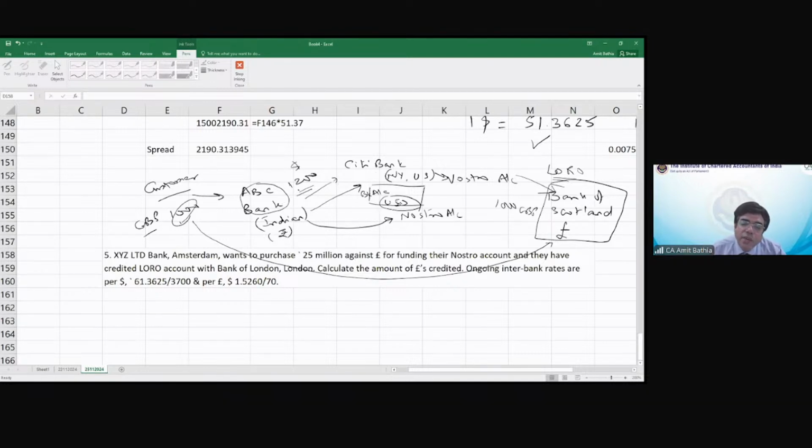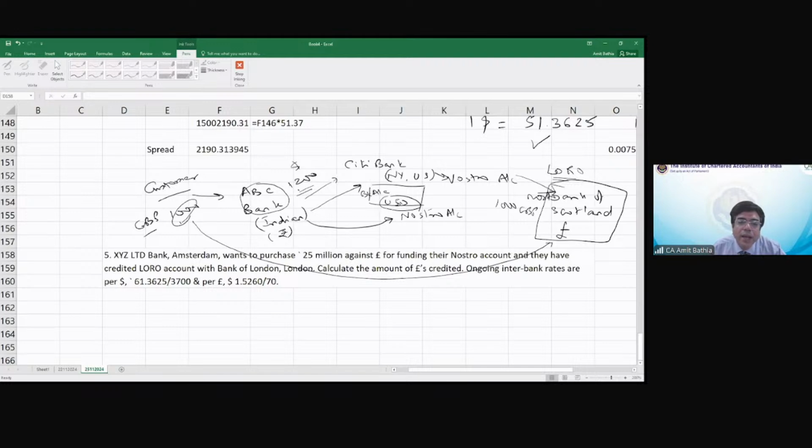Now they instruct Citibank, please debit my account and you pay to so and so person in Bank of Scotland, right? Now Citibank has their account with Bank of Scotland, and Bank of Scotland will debit the Nostro account of Citibank. Are you with me? Citibank has their Nostro account with Bank of Scotland. Bank of Scotland will debit their account and essentially the payment will get effected.